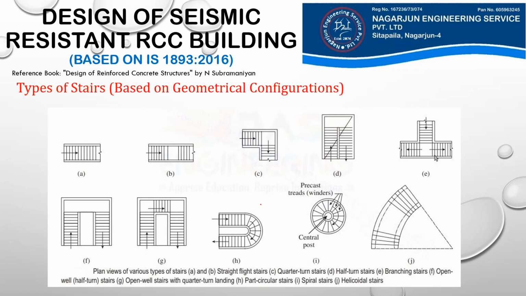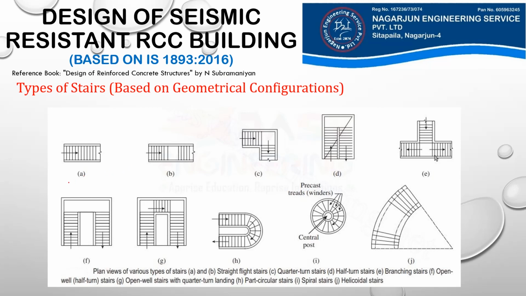So stairs can be classified into two basic types: one is the geometrical configuration and another is the structural classification. In geometrical configuration, you can see different types of staircase here. Our staircase can be divided into different types based on architectural considerations, and those may be accessibility, function, comfort, ventilation, lighting, and other economic considerations. So different types of staircases on the basis of geometry are here.